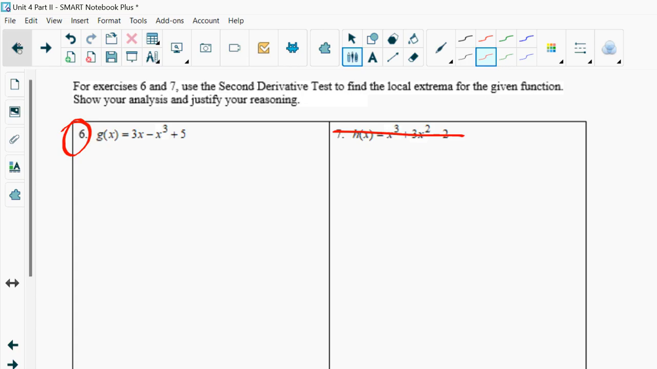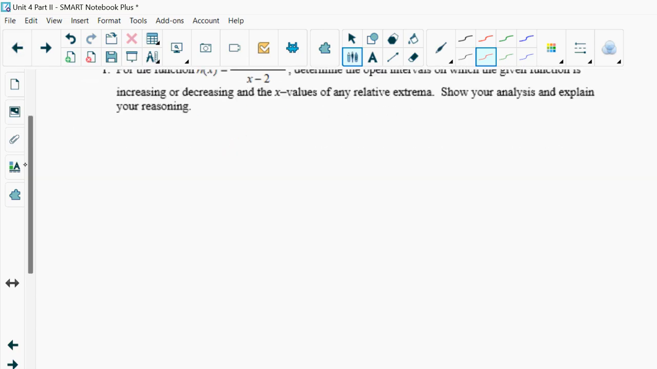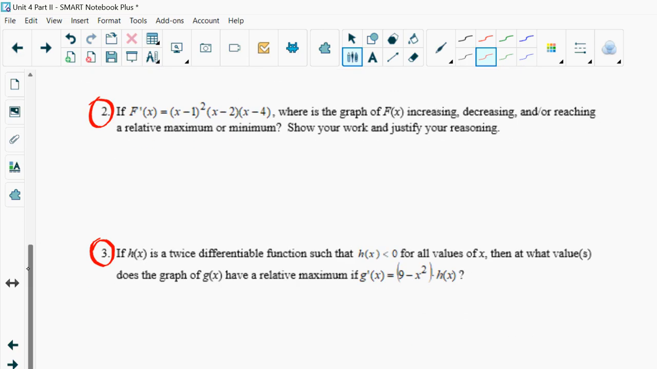Actually, maybe let's go back and look at the first ones together, because they kind of make you think a little bit, but they don't have a lot of work. So let's look at the first page, and then I'll give you other ones to do. So that one says that the first derivative equals this. Where is the graph of f increasing, decreasing, or reaching a relative max or min? Show your work and justify your answer.